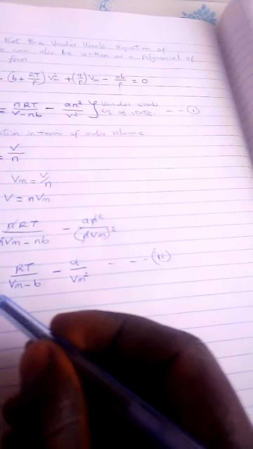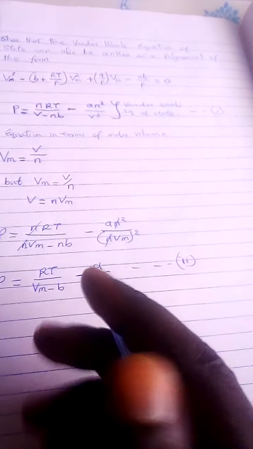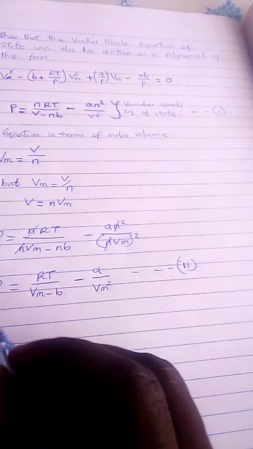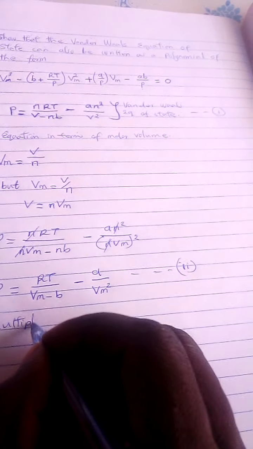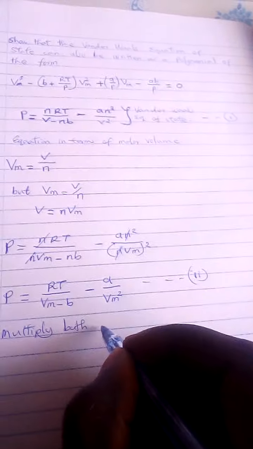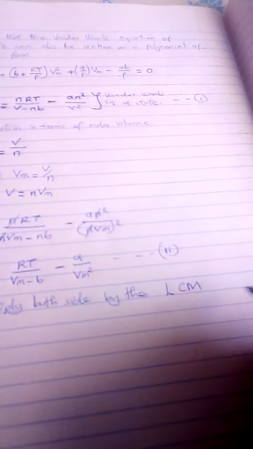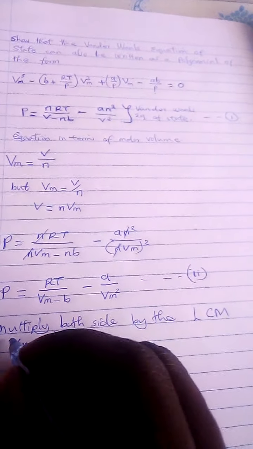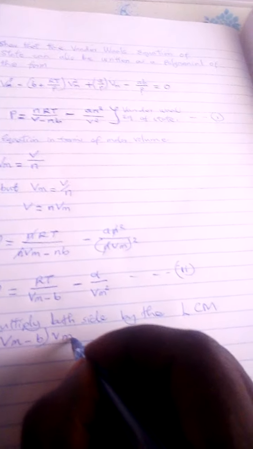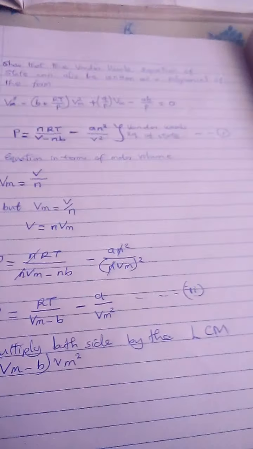Now from this equation, let's multiply both sides by the LCM, which in this case is (Vm minus b) times Vm squared. Just multiplying this one with this one, then we get the LCM.